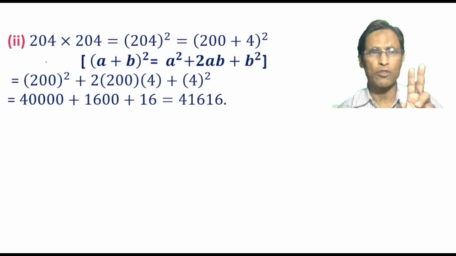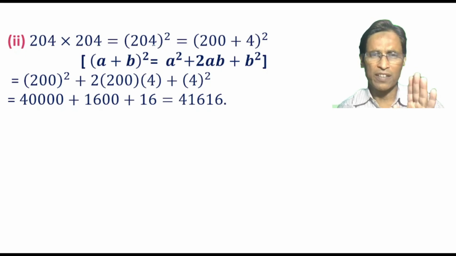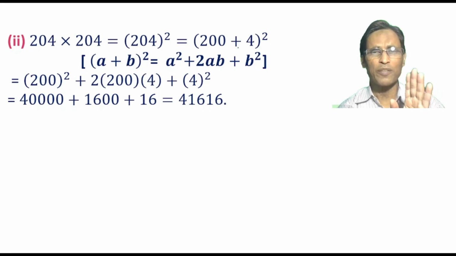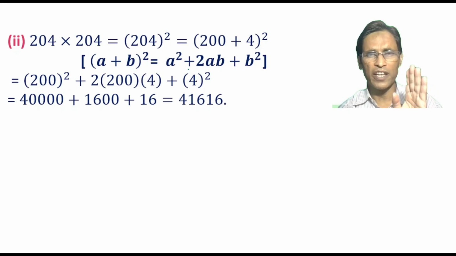Now we take part 2, in which we have to find the value of 204 into 204. और 204 into 204 को we can express as 204 to the whole square. But 204 को further we can express as 200 plus 4 to the whole square. Now 200 plus 4 to the whole square is based on the identity as a plus b to the whole square equal to a square plus 2ab plus b square. यहाँ a को रिप्लेस कर रहा है 200 और b को रिप्लेस कर रहा है 4.